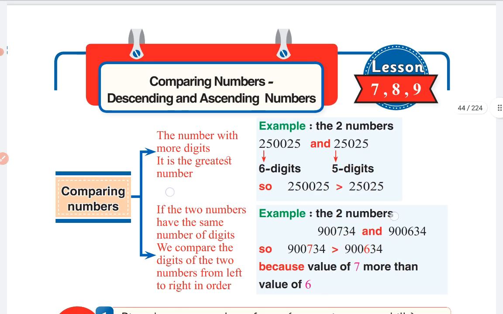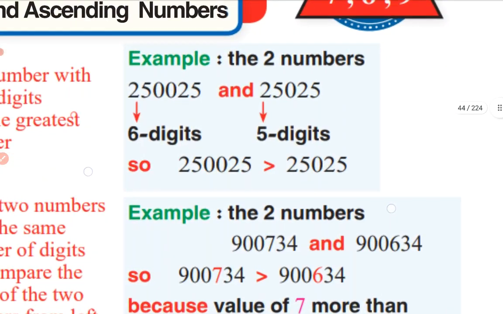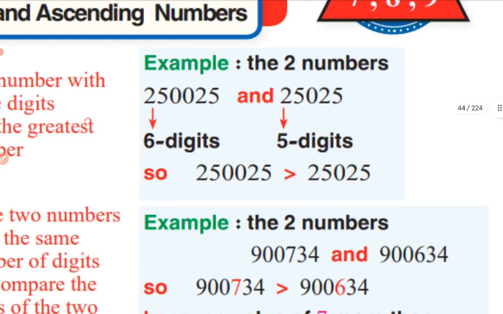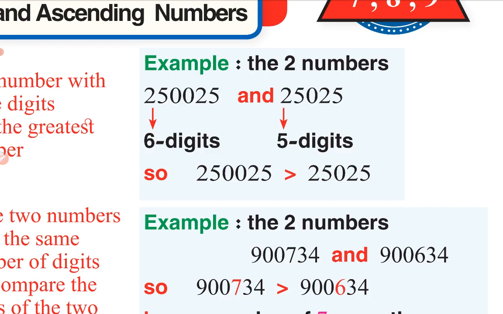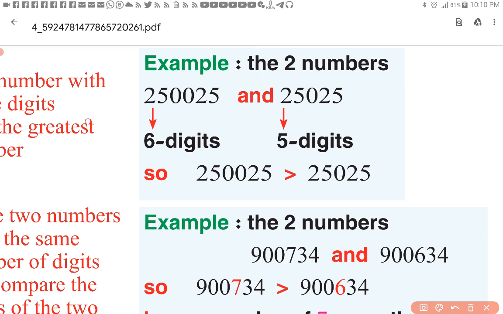At first we have an example. We have two numbers. The first number, count the number of digits 1, 2, 3, 4, 5, 6. Second number, count 1, 2, 3, 4, 5. Here 5 digits and here 6 digits. So the 6-digit number is greater. You will put the sign greater than.